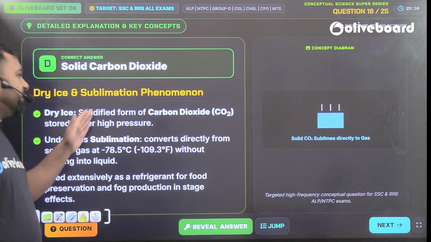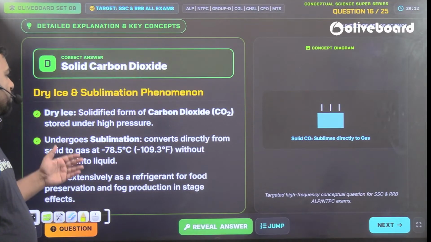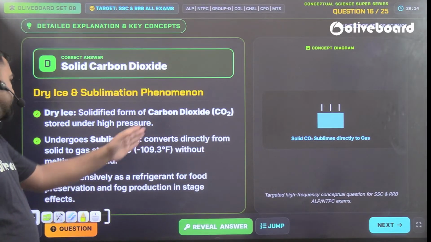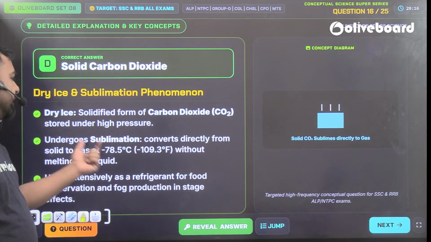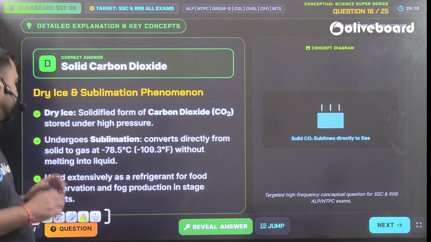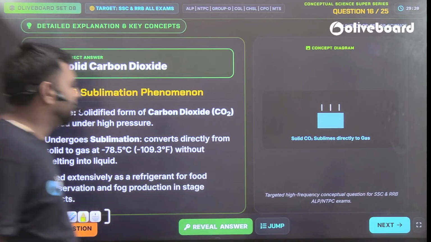It is a solidified form of carbon dioxide which is stored under high pressure. It converts directly from the solid to the gas at minus 78.5 degrees centigrade without melting into the liquid. Okay, next.